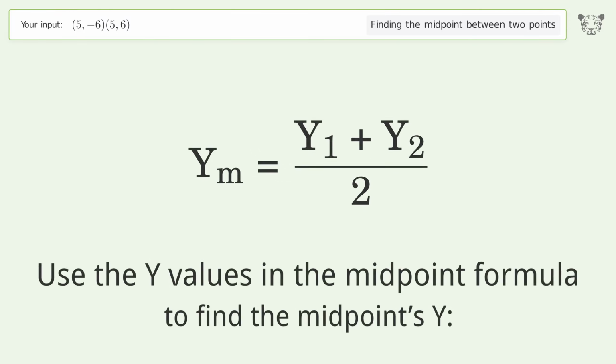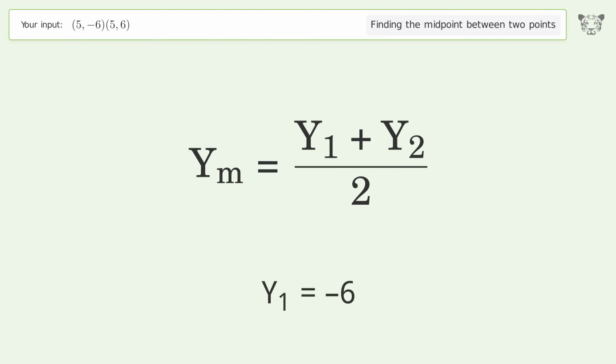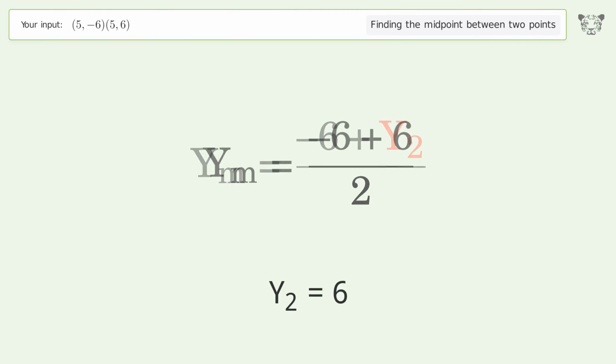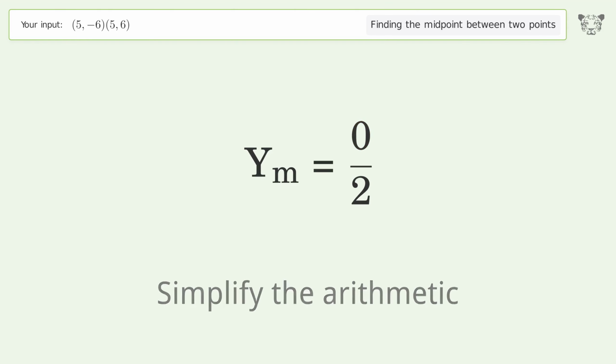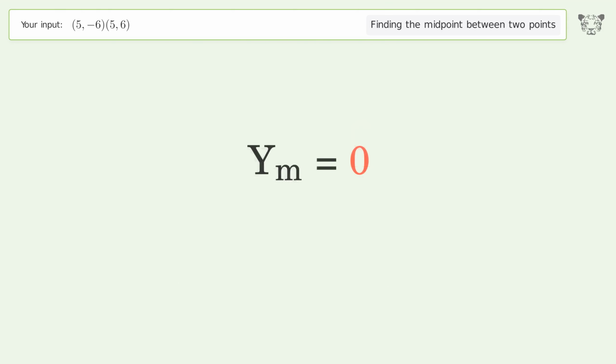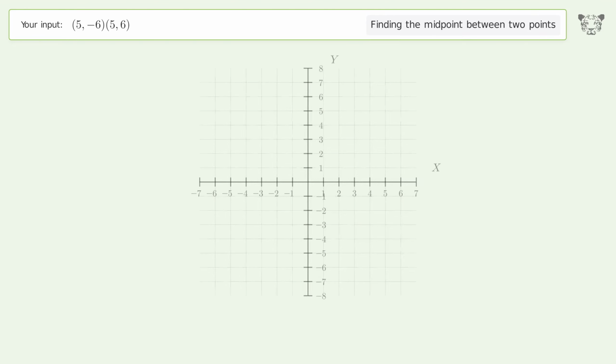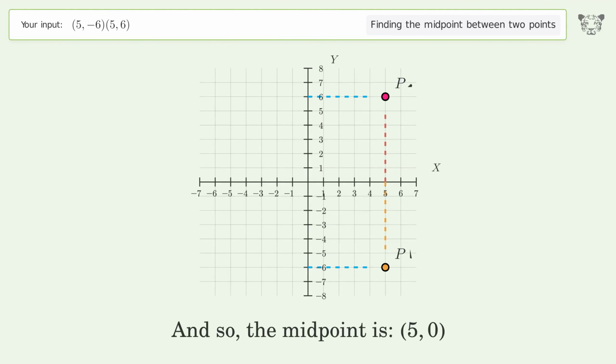Use the y values in the midpoint formula to find the midpoint's y. y1 equals -6. y2 equals 6. Simplify the arithmetic. And so, the midpoint is 5, 0.